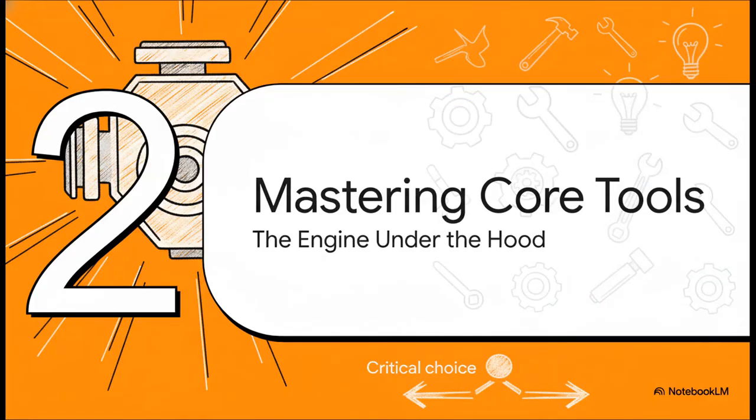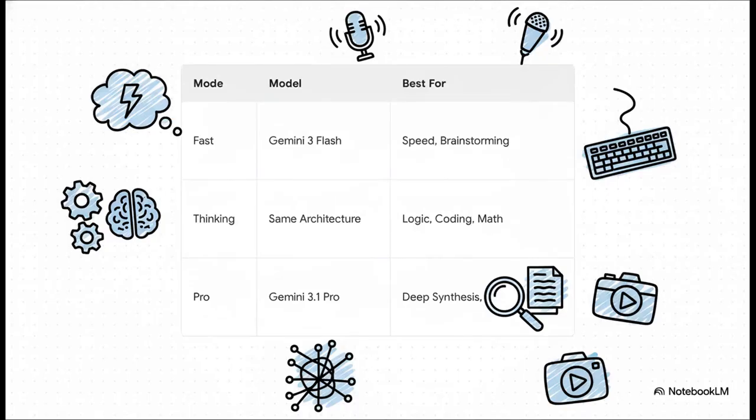Okay, let's build on that foundation. Now that you know what you have, let's talk about how to actually use the engine that powers this whole thing. And it all starts with a really simple but critical choice. Inside the app, you have this model picker. And believe me, this is your most important setting.